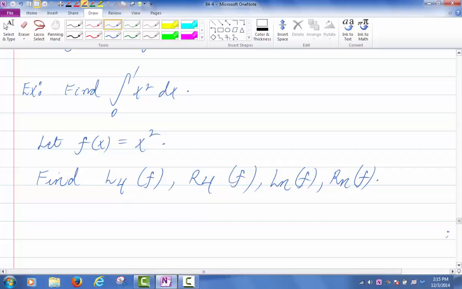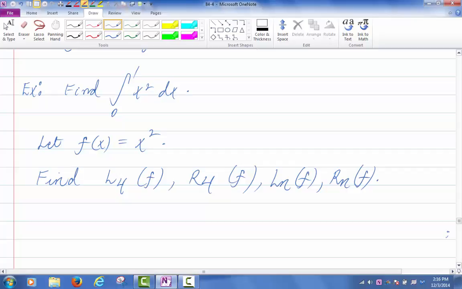On the interval from 0 to 1, is x squared continuous? Yes, it's a polynomial function. In fact, it's continuous everywhere. And because it's continuous, what do I know? If it is continuous, then I know that the integral exists. So I know already that the integral exists.